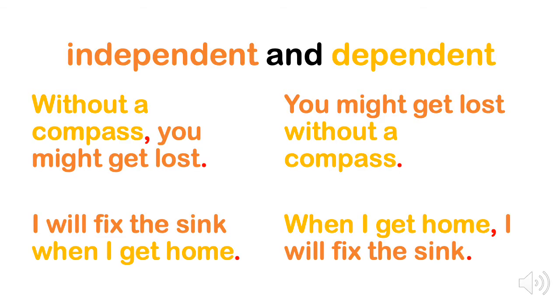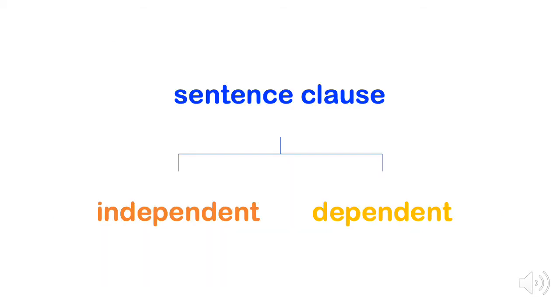This is one of the functions of the comma. In future lessons, we'll explore the many other functions of commas, as well as other types of punctuation. But for now, it's important to recognize whether a clause is independent or dependent. So let's review what you've learned so far about these two types of clauses.